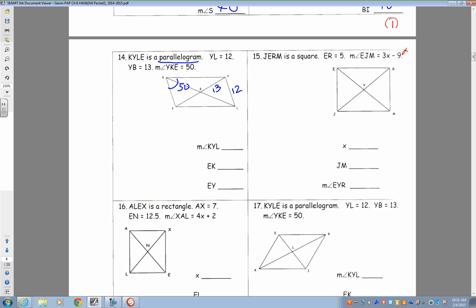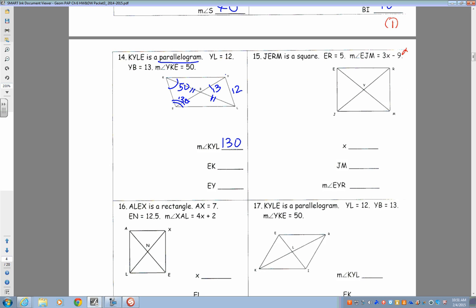All right, so if it's a parallelogram, then the diagonals are bisecting each other, right? And then what else do we know about a parallelogram? Consecutive angles are supplementary. So if this is 50, this has to be 130. Does that make sense? And so they want us to find the measure of KYL. Isn't that consecutive? Yep, so it would be 130.